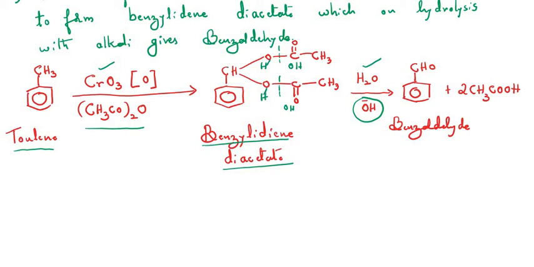know that there is no carbon atom which can bear two OH groups. It undergoes intramolecular dehydration in such a manner that this bond will migrate here and this bond is eliminated, and therefore we get our product called benzaldehyde. Is it clear, students?